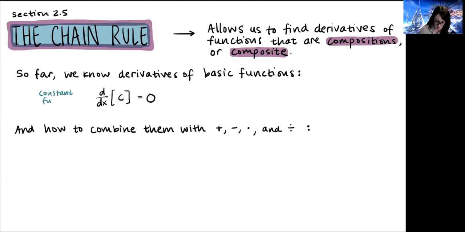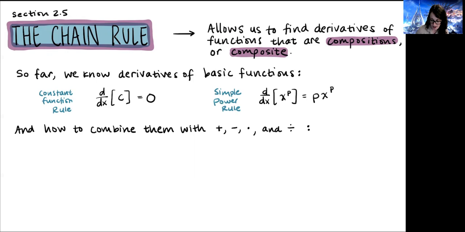We've been using this so far. It's the simplest kind of function that we can have. And this was our first rule that we talked about. The second rule that we had is called the simple power rule. The next most basic function you can have is just a simple power of x. So to differentiate x to a power, you bring the power down, multiply, and then subtract 1 from the power to get a new exponent.